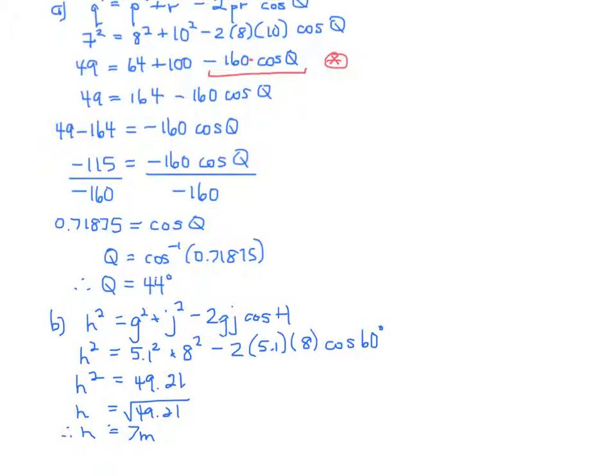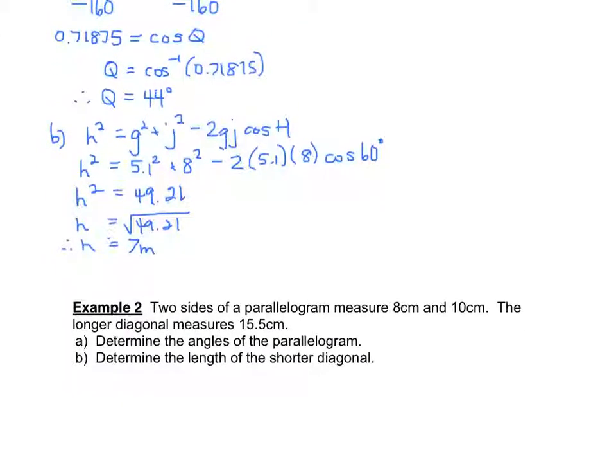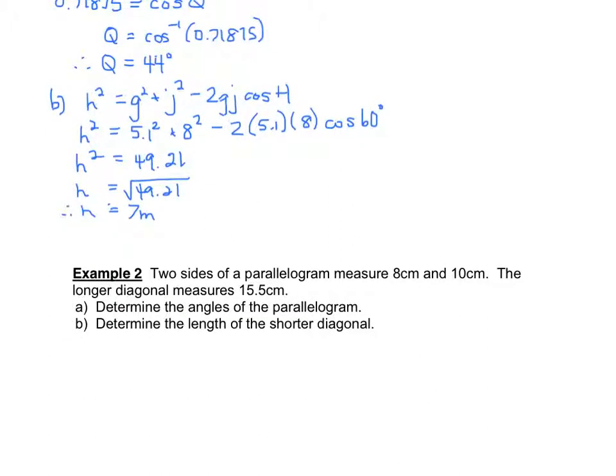Okay, moving on to our next example. This one says two sides of a parallelogram measure 8 centimeters and 10 centimeters. The longer diagonal measures 15.5 centimeters. Determine the angles of the parallelogram and then determine the length of the shorter diagonal. So let's have a look at part A first of all.